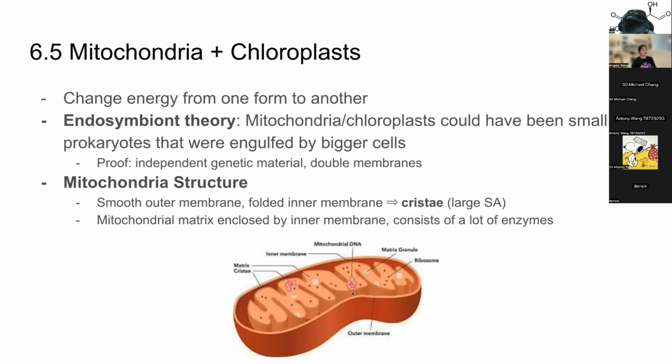So they came from the endosymbiont theory, which says that basically mitochondria and chloroplasts could have been small prokaryotes that were engulfed by bigger cells. And this proof comes from them having independent genetic material and also double membranes. So the mitochondria has a smooth outer membrane and folded inner membrane, which are called cristae. This gives it a lot of surface area for its processes to be carried out. And the mitochondrial matrix is enclosed by the inner membrane, and it consists of a lot of enzymes and other proteins for cellular respiration.